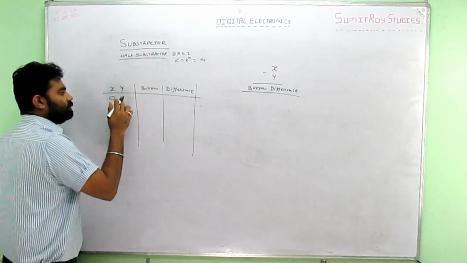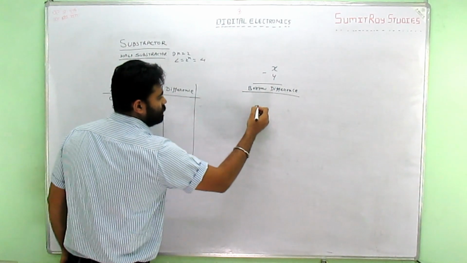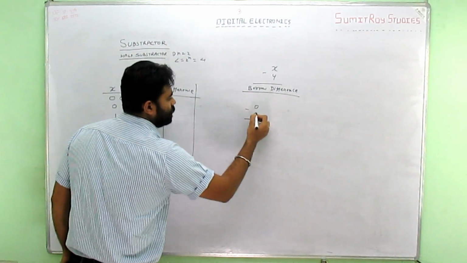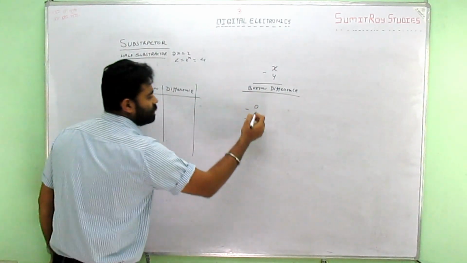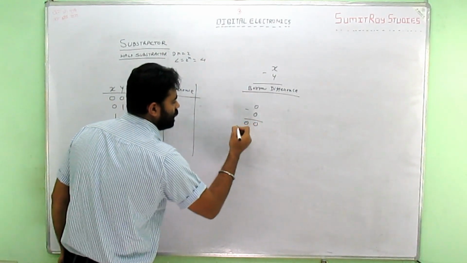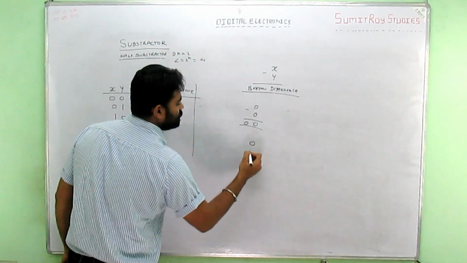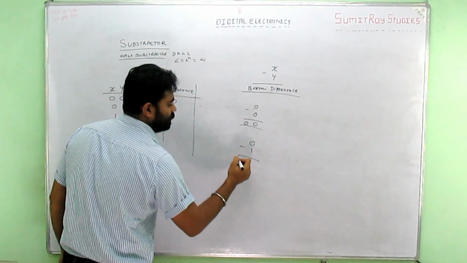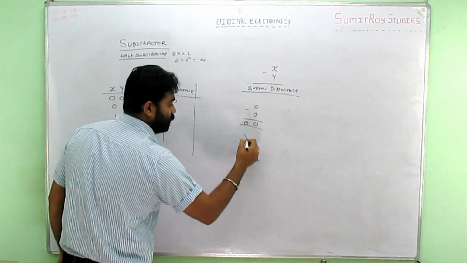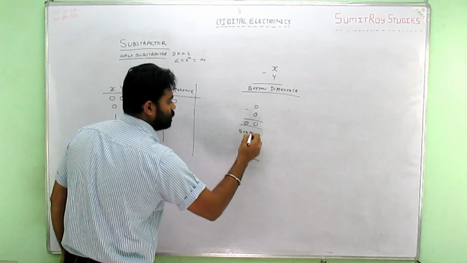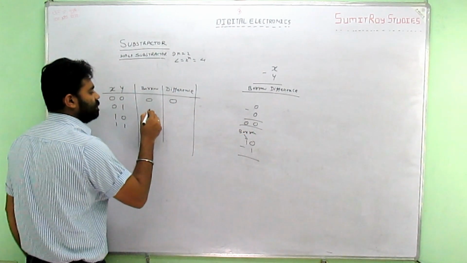Okay, for 0 0, I'll do the subtraction here. 0 minus 0 is 0, no borrow is required, so 0 and 0. If 0 minus 1 is done, then the difference is 1 and this is the borrow, so 1 is being borrowed.